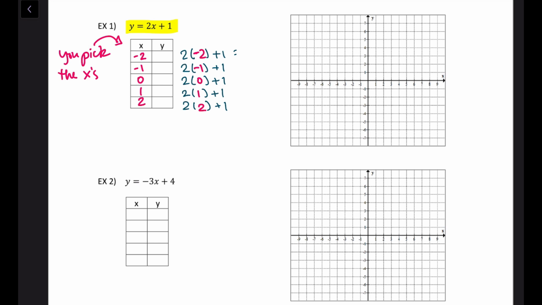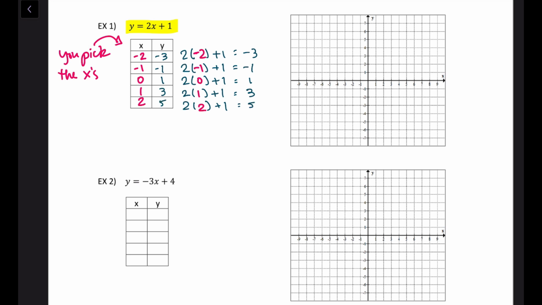2 times -2 is -4, plus a 1 is a -3. The answer that I get is the answer to y. This whole thing was equal to y, so now that number is my y, and I can plug it into my table. The next one, 2 times -1 is -2, plus 1 is a -1. So that gets to go in my next y place. 2 times 0 is 0, plus 1 is 1. So that's my answer that goes with 0. 2 times 1 is 2, plus 1 is 3. And 2 times 2 is 4, plus 1 is 5.